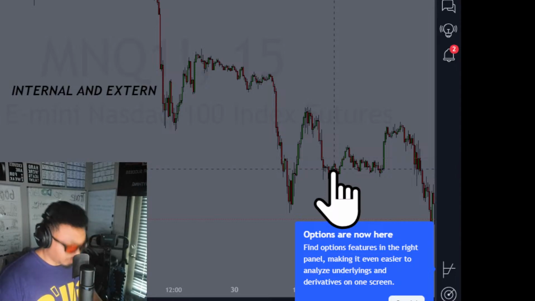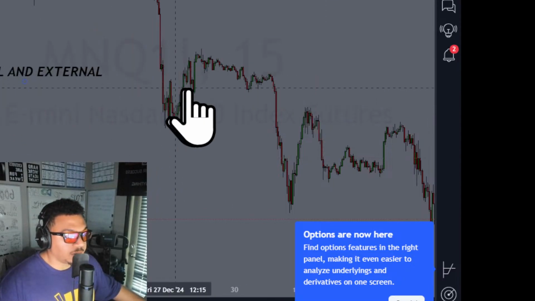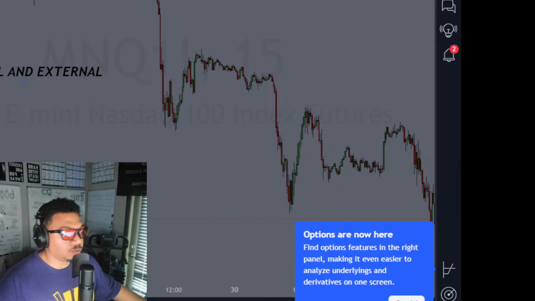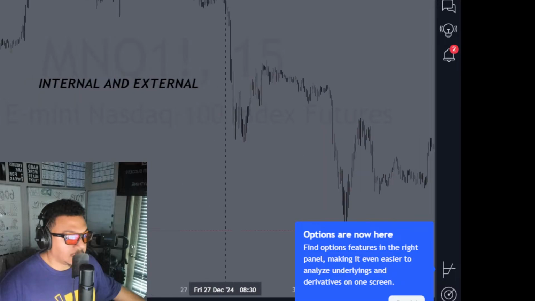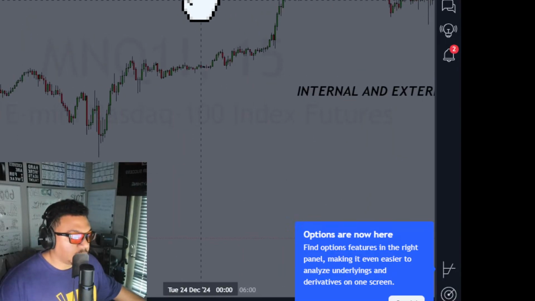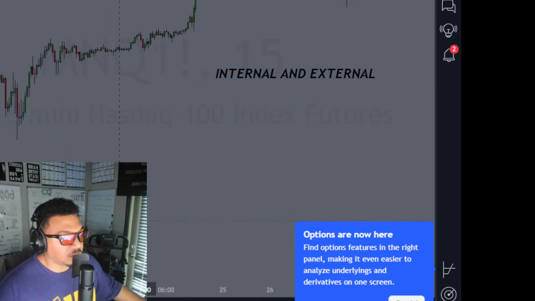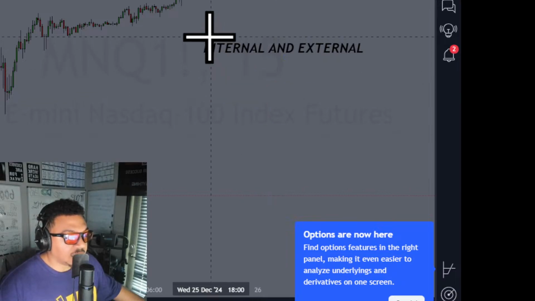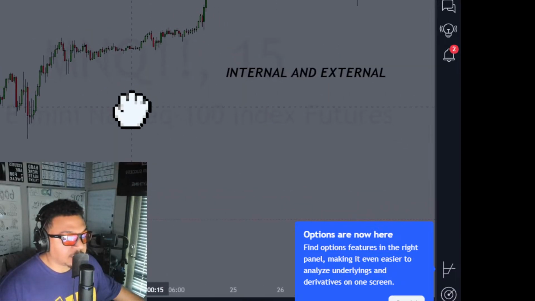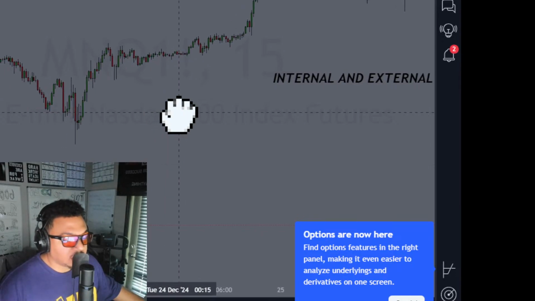I can't spell, obviously. That's why I have that audio thing. I don't want to waste too much time trying to type things, but internal and external liquidity. So what price does is it goes from internal to external and external to internal, back and forth, back and forth. Some examples of that, I'll just frame a small example. So external liquidity is highs and lows, right? Extreme highs and lows, that is external liquidity. Internal liquidity is fair value gaps, any open voids, right?